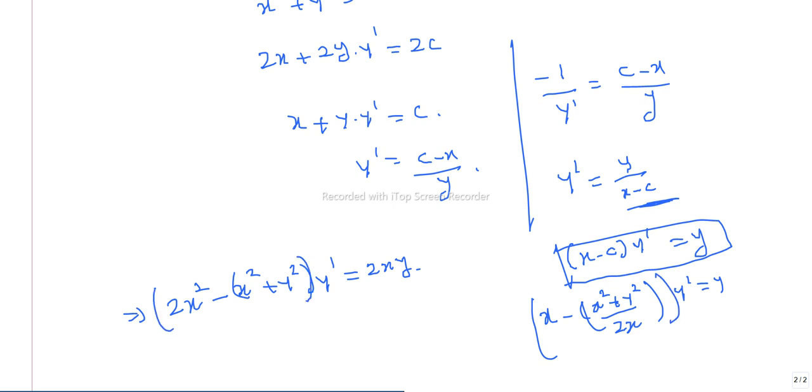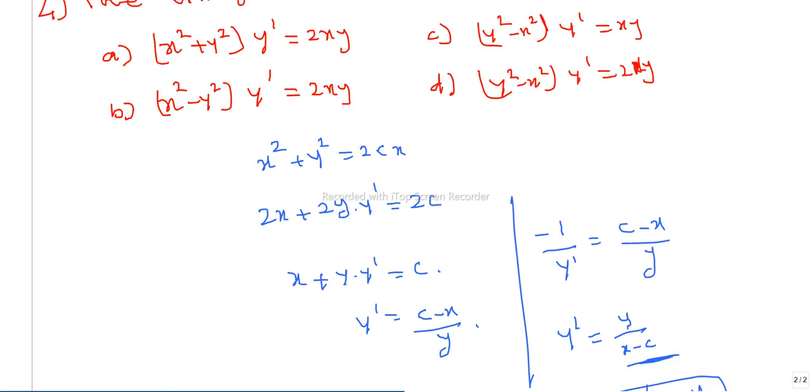Now we get x square canceled. We have x square minus y square into y dash equal to 2xy, right? So therefore option B is the correct one.